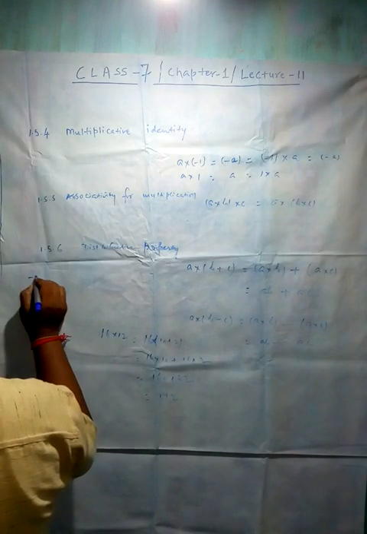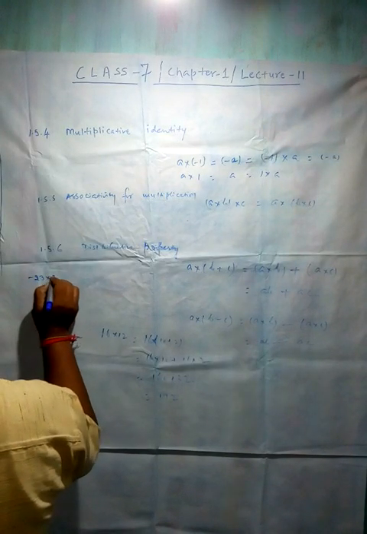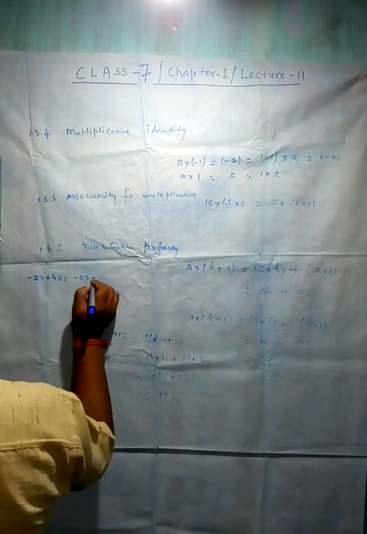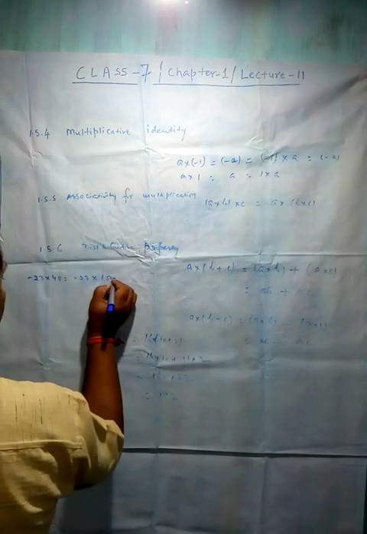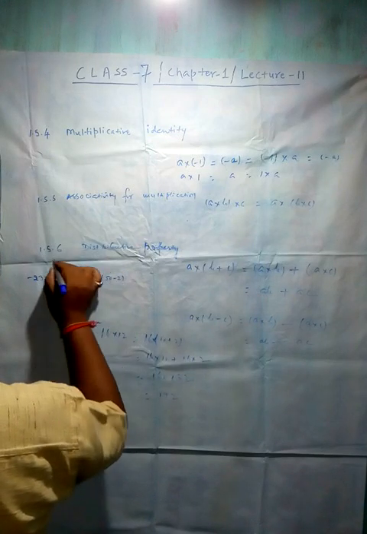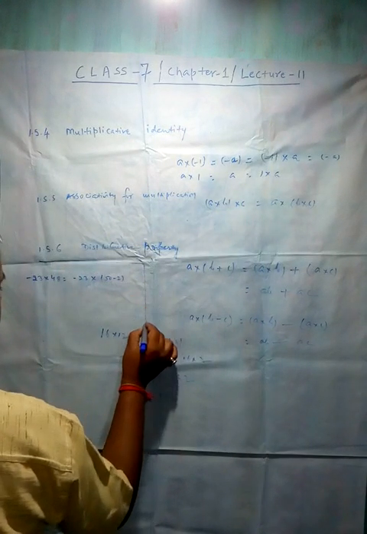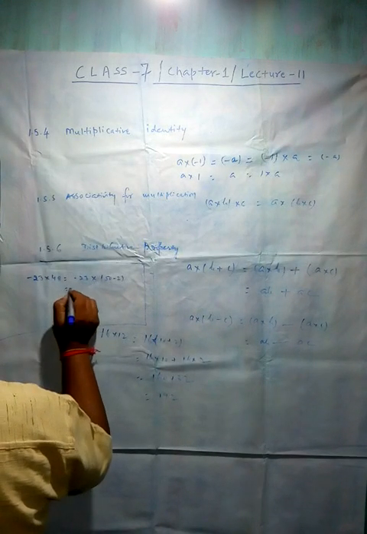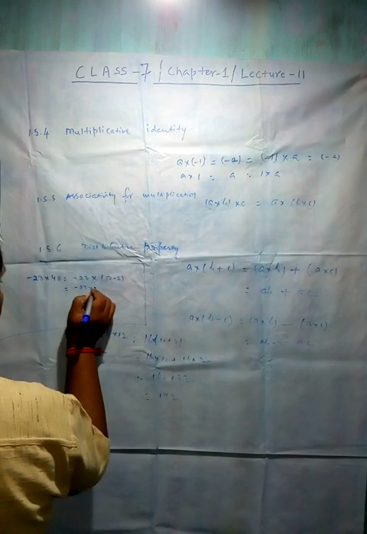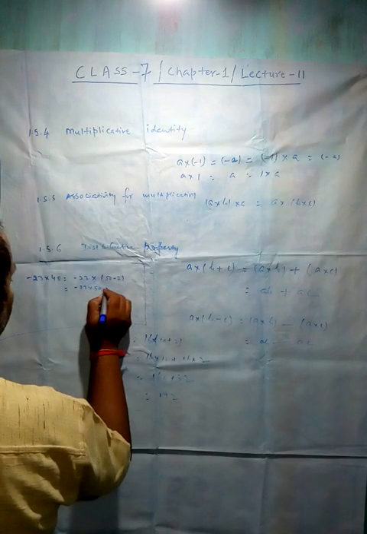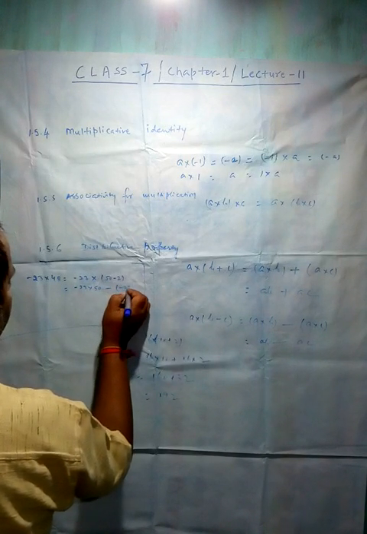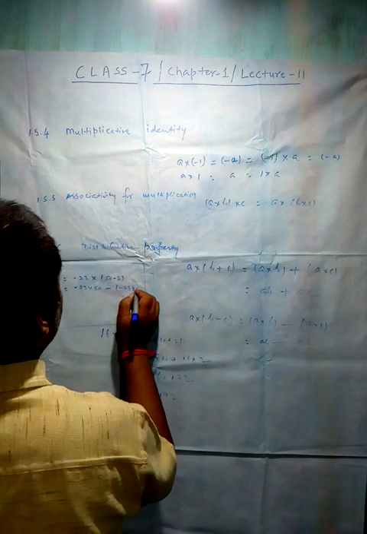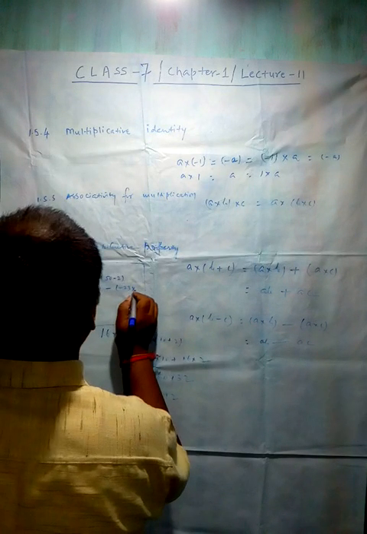Minus 23 into 48 is equal to minus 23 into 50 minus 2, is equal to minus 23 into 50 minus 23 into 2.